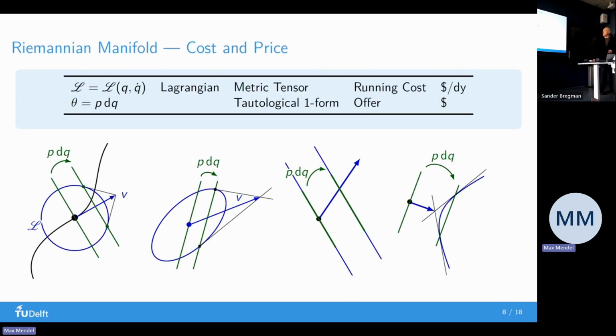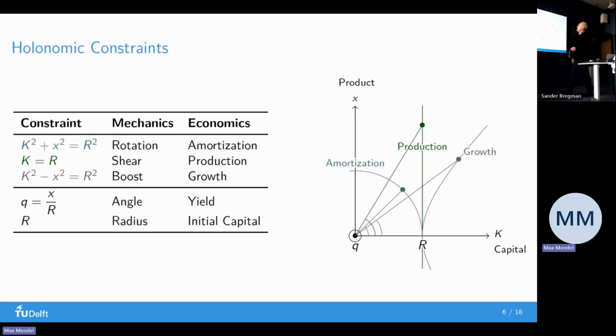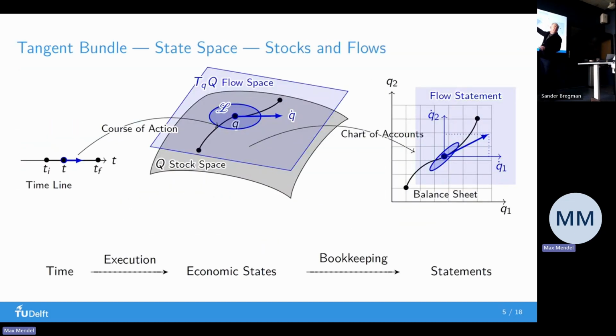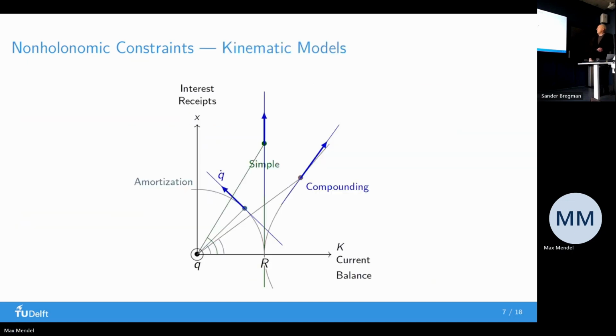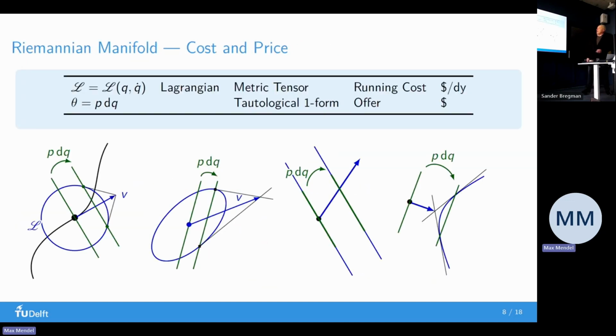Okay, so how do we do that? Well, we use this little device here, this Lagrangian. This is our running cost. And here I plotted it. This is a circle. And here I plotted your quantity demanded. And here I showed you how you can derive this other thing that's called a covector from that.